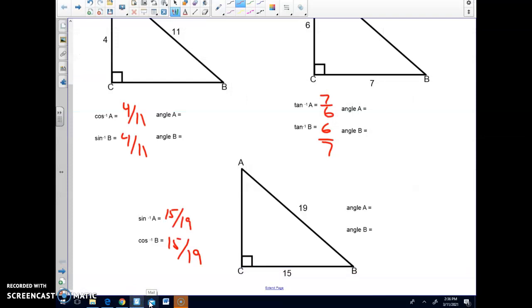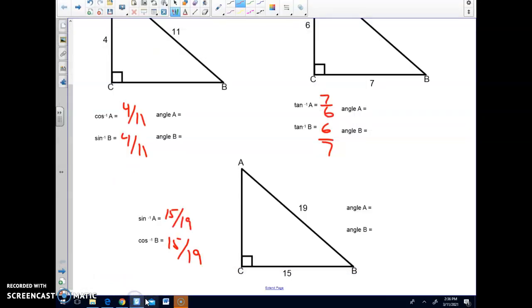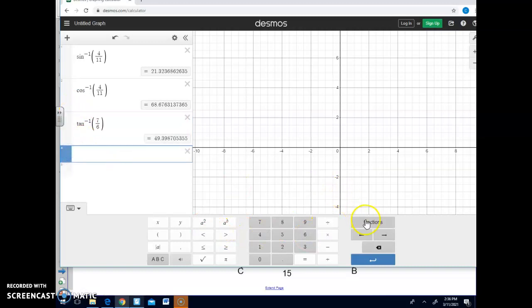The inverse sine of 4 over 11 was 21.32. So I'll put 21.32 with the sine angle. And 68.68 is the cosine angle. When we do tangent, once again, I'm going to come down here. Inverse tangent, 7 divided by 6. Inverse tangent, 6 divided by 7. And we get 49.40.